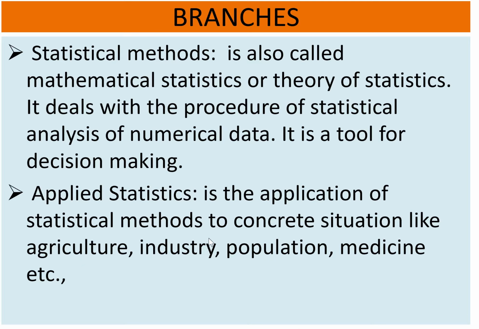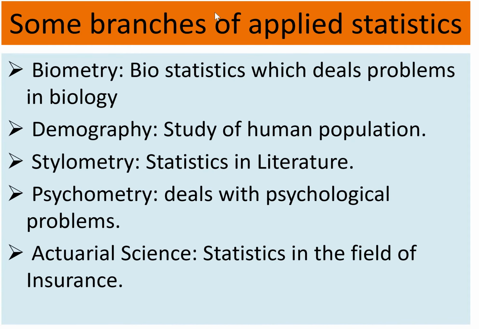which deals with statistical methods applied to concrete situations like agriculture, industry, population, medicine, etc. We will see some other branches of applied statistics. Biometry is one. Biometry takes biostatistics, which deals with problems in biology. Demography studies human population. Stylometry is statistics in literature. Psychometry deals with psychological problems. Actuarial science is statistics in the field of insurance. Like this, we have many, but I have taken some for your information.